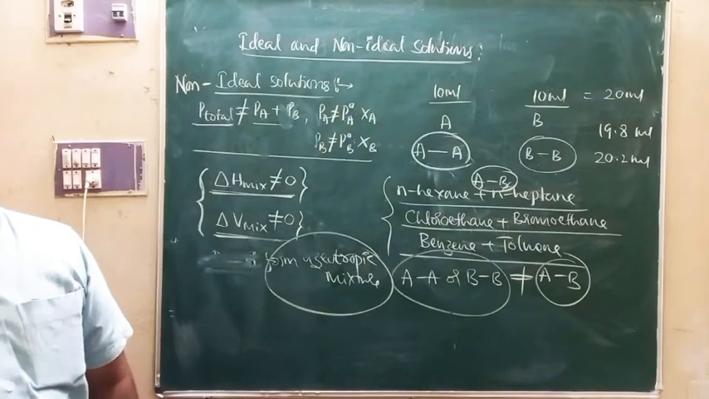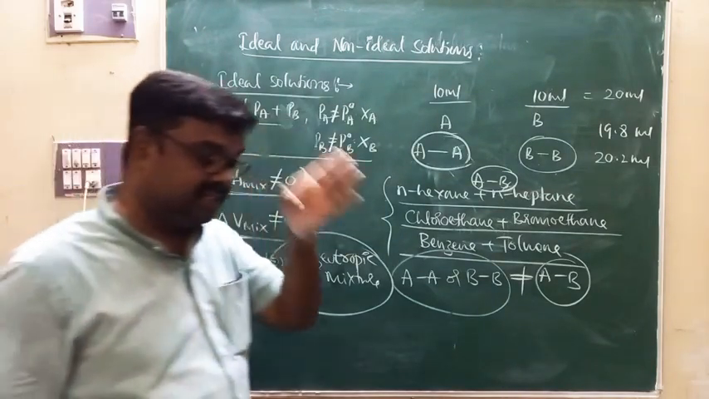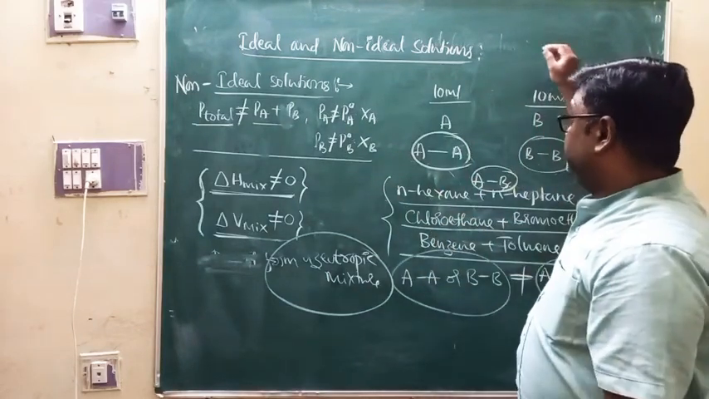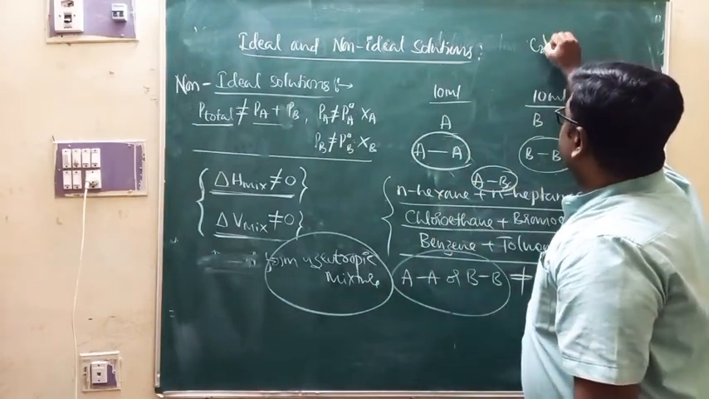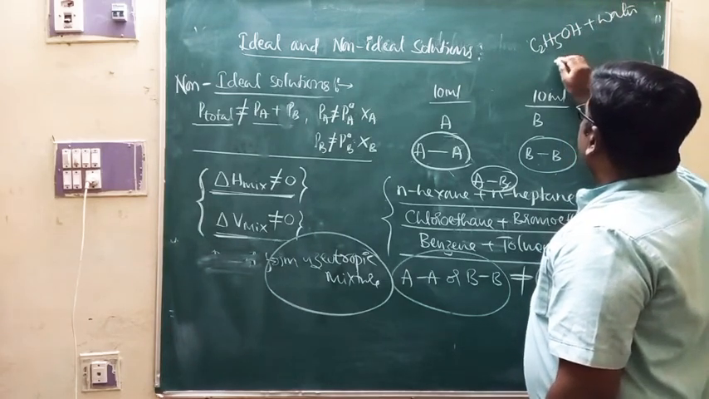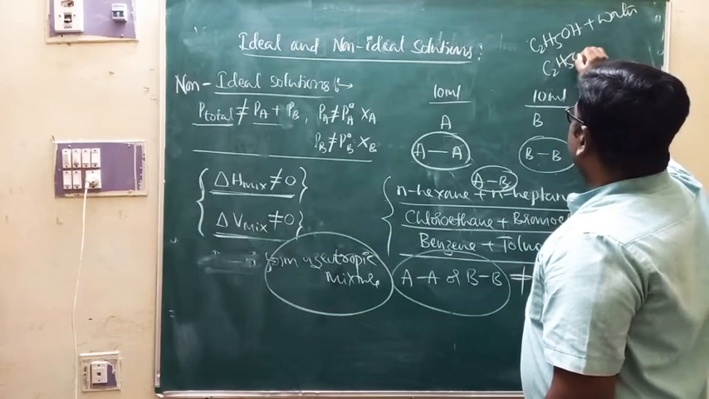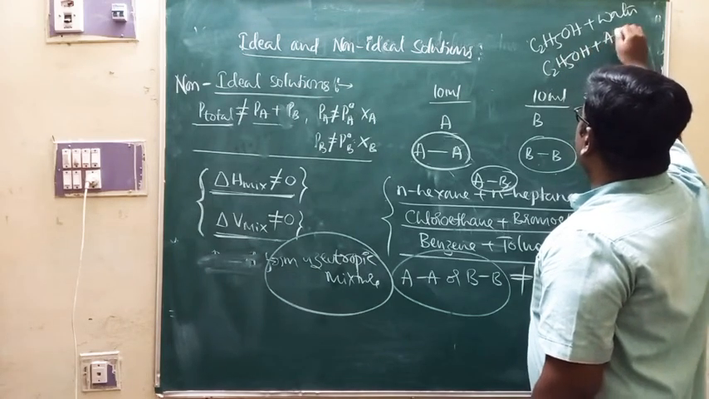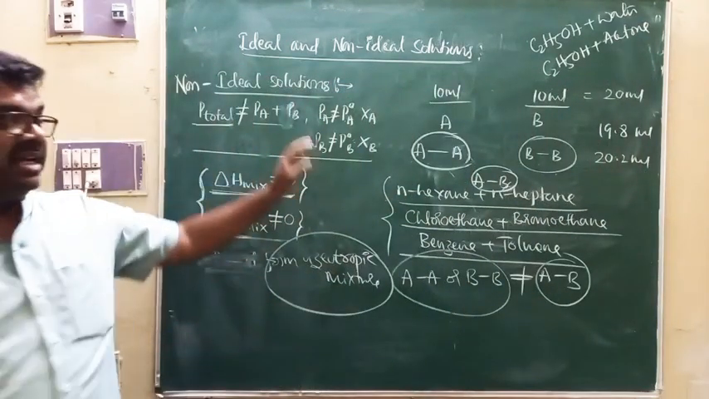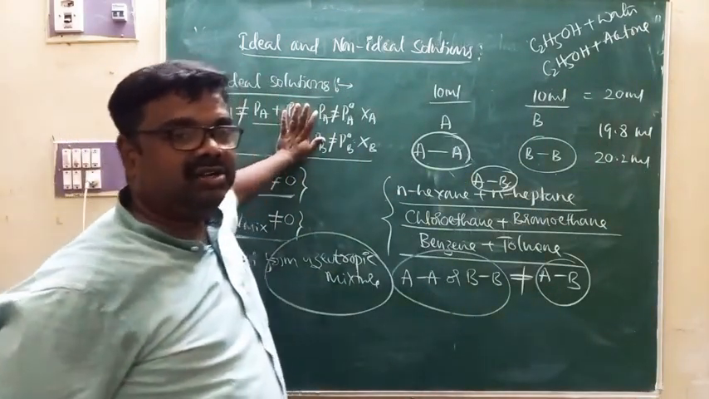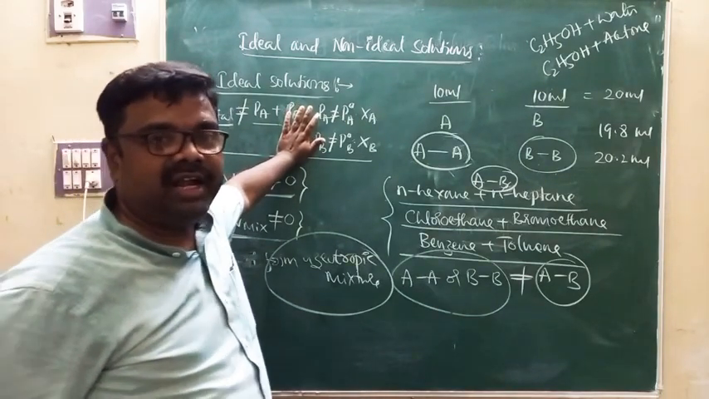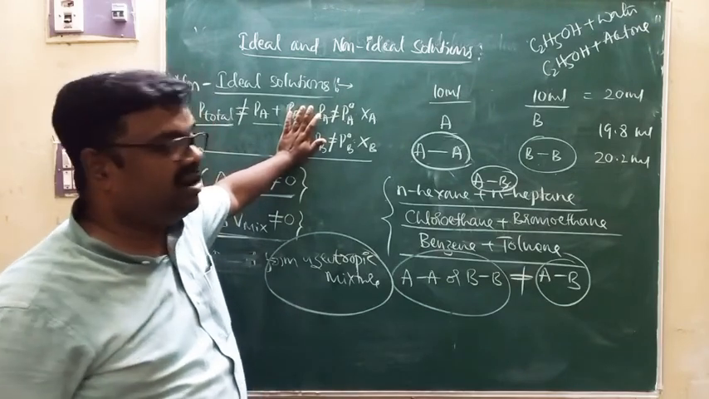Non-ideal solutions will form azeotropic mixtures, and this is what we call ideal and non-ideal solutions. Now, many examples I can give for the non-ideal solutions. That is methyl alcohol plus water. Ethyl alcohol plus water, or ethyl alcohol plus acetone. Or HCl in water, sulfuric acid in water, phenol and toluene, chloroform and acetone. They are all examples for non-ideal solutions, right?